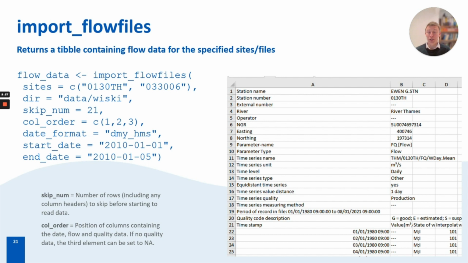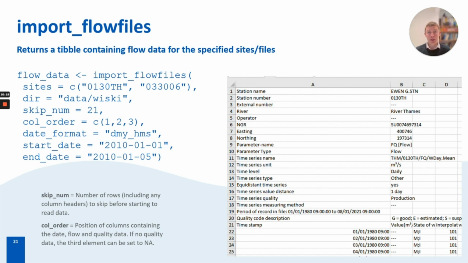The actual gauged flow data doesn't start until row 22, where we have a sequence of dates and measured flows. The way we set up this function is to, first of all, give it a list of site IDs so it knows which gauging stations or data sets we're interested in.